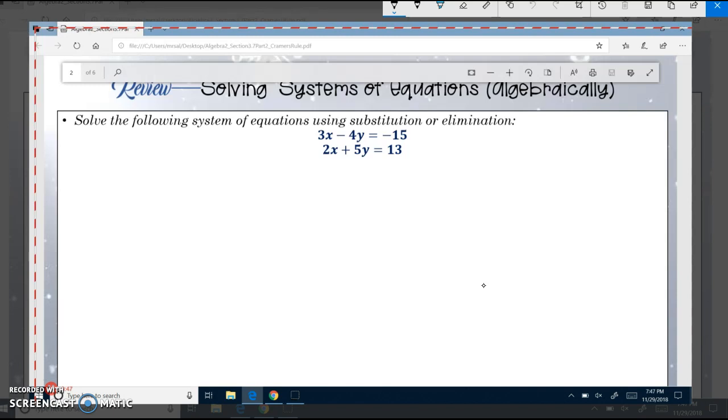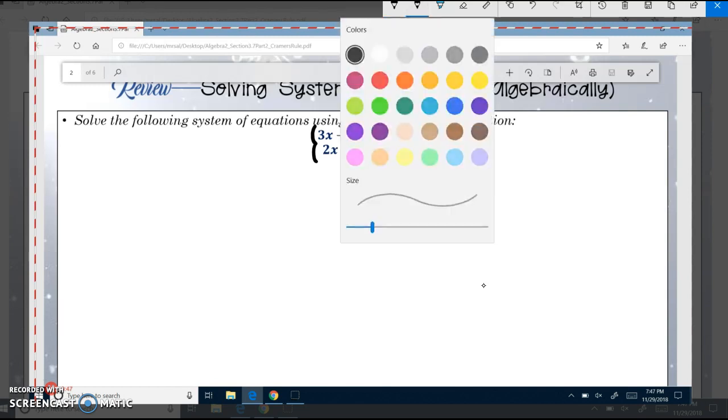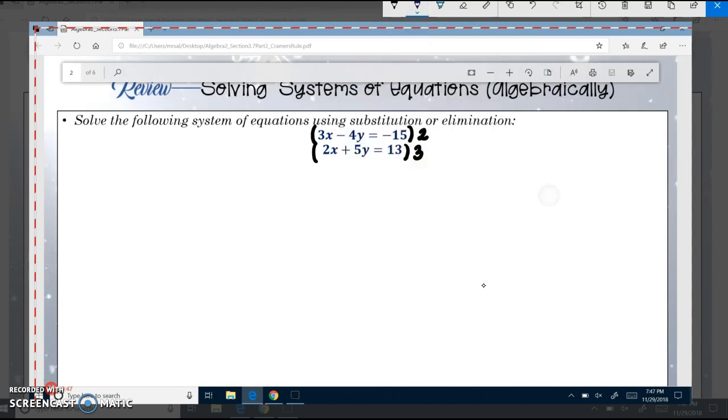So I'm going to go ahead and eliminate the x's just because the multiplication process is going to look a little bit easier. So let's go ahead and multiply each term in this equation by 2, and then we'll multiply each term in this equation by 3. So when we do this, we're going to find that we'll be able to get those x's to go away. In our first equation, this will become 6x minus 8y is equal to -30. Then in the bottom, when we multiply that by 3, we get 6x plus 15y is equal to 13 times 3, which is going to give me 39.